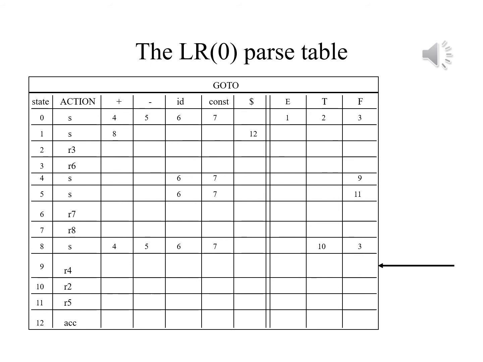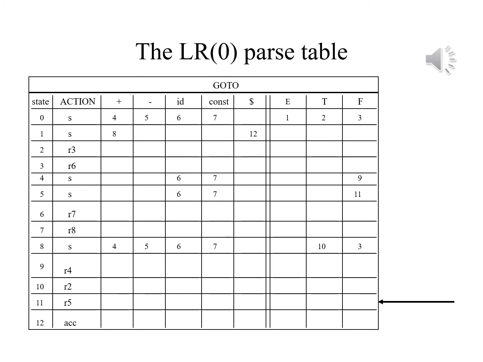State 9 has one final item. T derives plus F dot. Therefore, the action is reduce by production 4. State 10 has one final item. E derives E plus T dot. Therefore, the action is reduce by production 2.